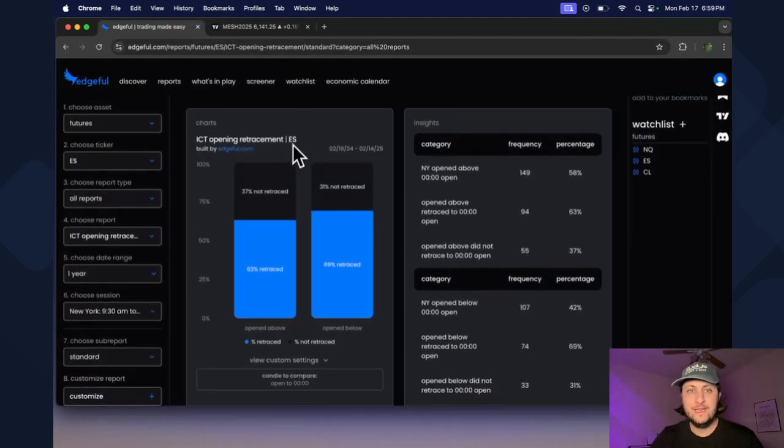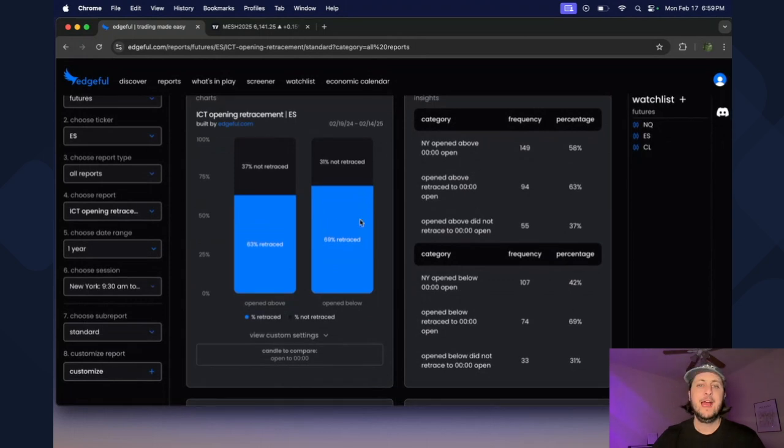So we got ES data pulled up. The name of the report from Edgeful is called the ICT Opening Retracement, and this is the statistics that I'm going to be most focused on. If you see right here, when we open below that midnight opening price, we retrace to it in the New York session 69% of the time for the last year.